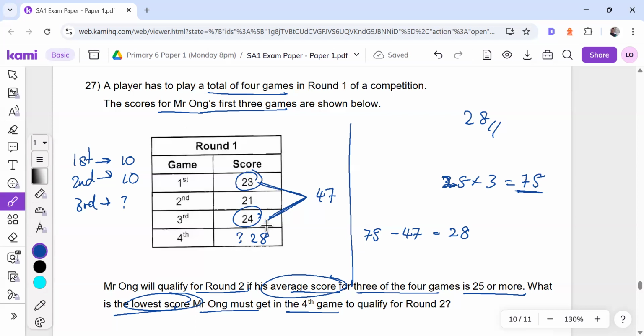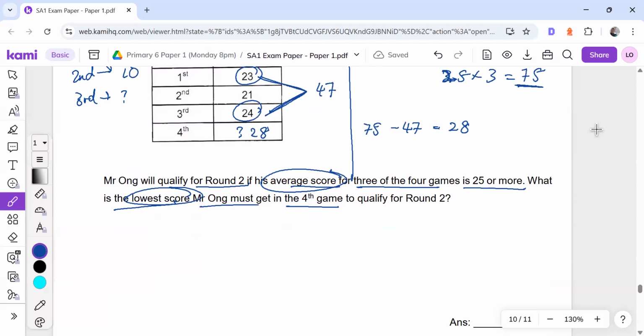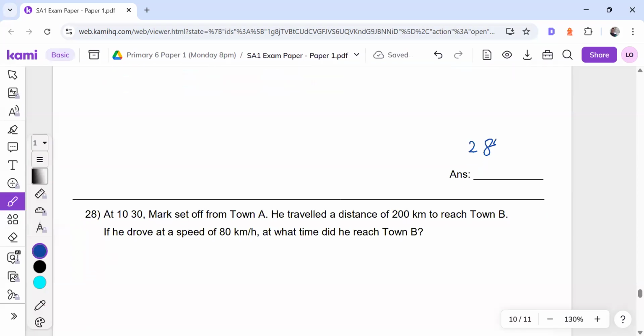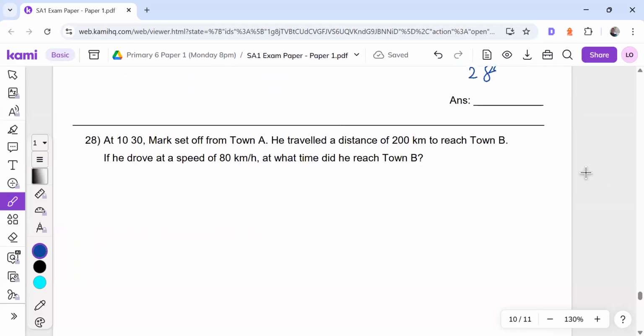Okay, clear so far? So this is how you get the lowest score. Your answer will be 28. Okay, let's go on to the next one. Now, if you still have questions after the lesson, you can stay behind and ask me.